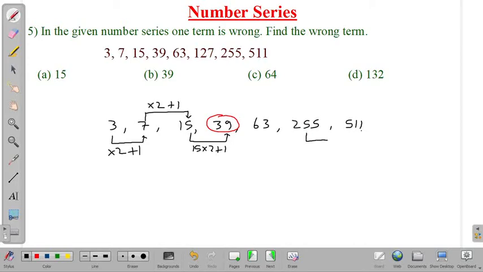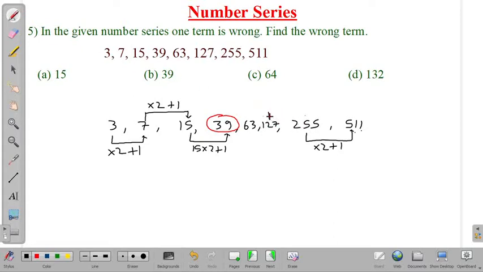If we multiply 255 by 2, we are getting 510, and then if we add 1, we will get 511, right? So our logic is suitable for the last two terms. If we see 63 and 255, sorry, we have missed out one term, that is 127. So here we will write that term, 63 and 127. So it is 63, then the next term is 127 and the next term is 255.